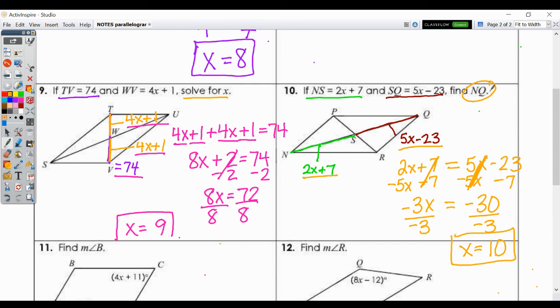Okay, but that's not what they wanted to know. They wanted to know what NQ was, which is from, let's get another color, which is from here to here. Okay, so I'm going to plug in x right here and see what this part is. So x is 10. So 2 times 10 plus 7. 2 times 10 is 20. 20 plus 7 is 27. So that means this part right here is 27. Now we know if this part's 27, this part's also going to be 27. 27 plus 27 is 54. So that means NQ equals 54.